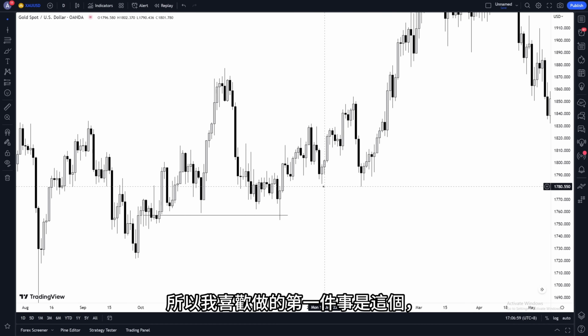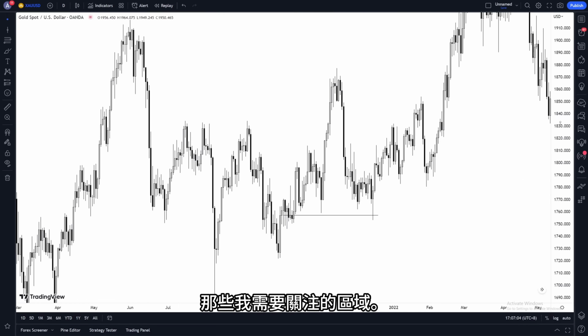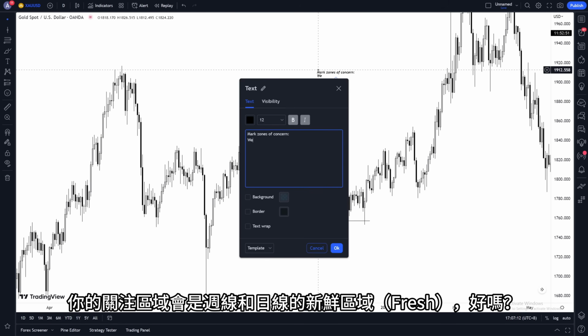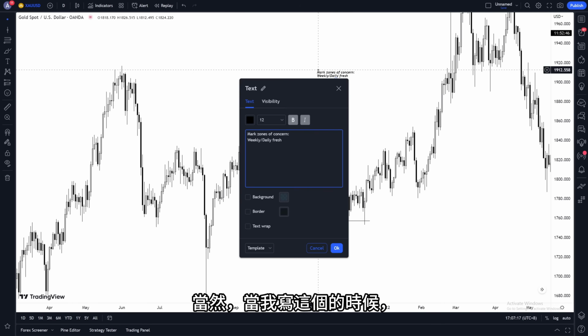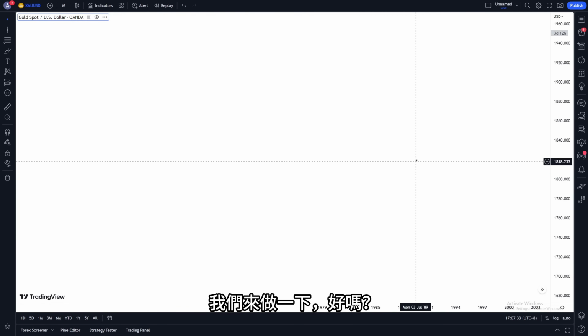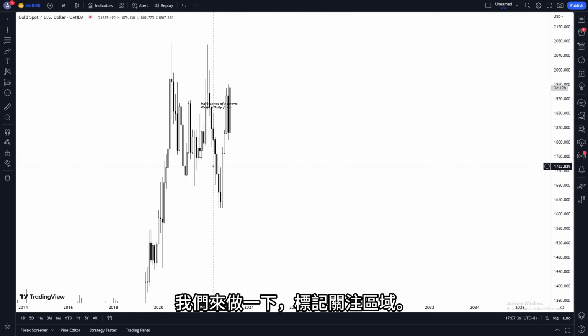And I'll show you something. So first thing I like to do is this. I always like to prepare myself with the zones that are going to concern me. So when you're an intraday trader, write this down. Mark zones of concern. Your zones of concern are going to be weekly, daily, fresh. Of course, now when I write this down, if there's a monthly close by, mark that down, because that's probably going to be a key level, and who knows, maybe there's a weekly underneath that is definitely a key level. Mark your zones of concern beforehand. So let's go and do that. First step, let's go and do that. Mark our zones of concern.